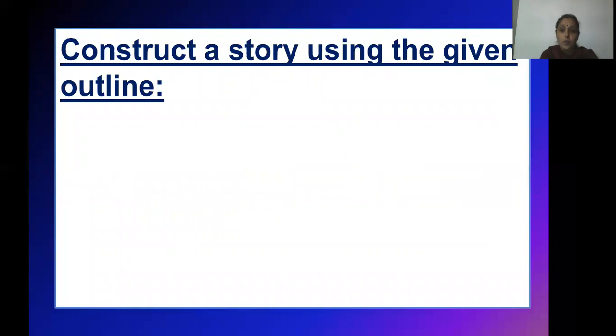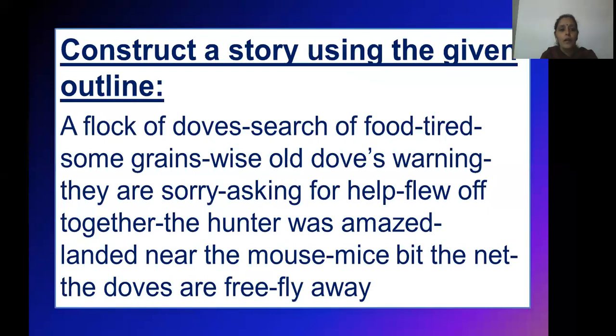Construct a story using the given outline. Okay, we're going to construct a story using the given outline. Now let's see what is the outline. A flock of doves, in search of food, tired, some grains, wise old dove's warning, they are sorry, asking for help, flew off together. The hunter was amazed, landed near the mouse, mice bit the net, the doves are free and fly away.